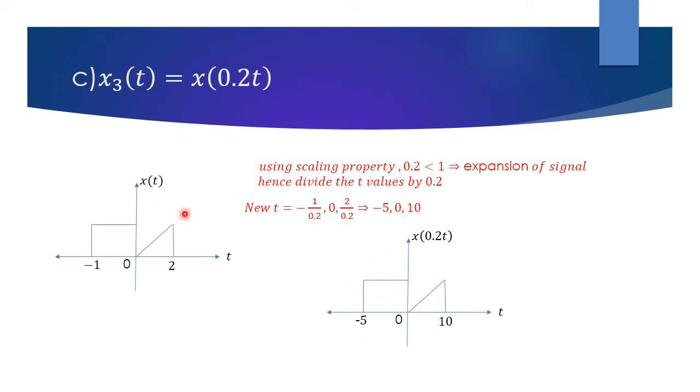Now we can compare whether it is expanded or compressed. Here the limit is from minus 1 to 2, but here the limit is from minus 5 to 10. Therefore the signal gets expanded.